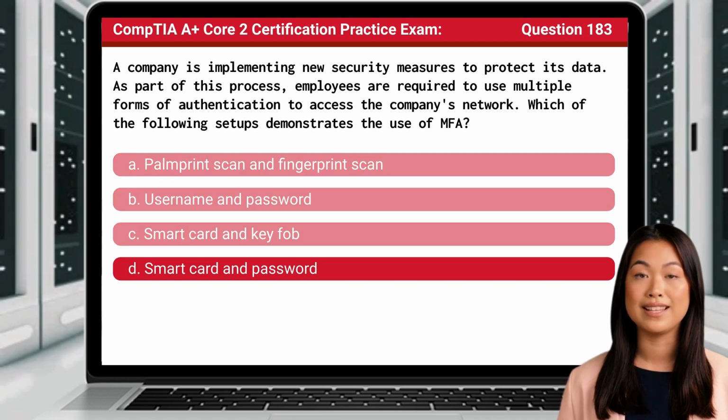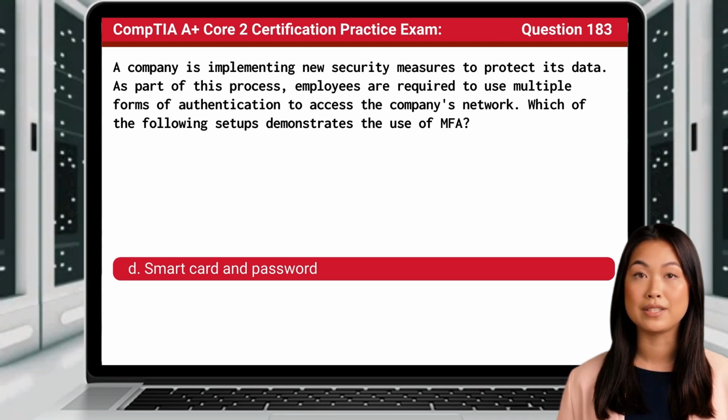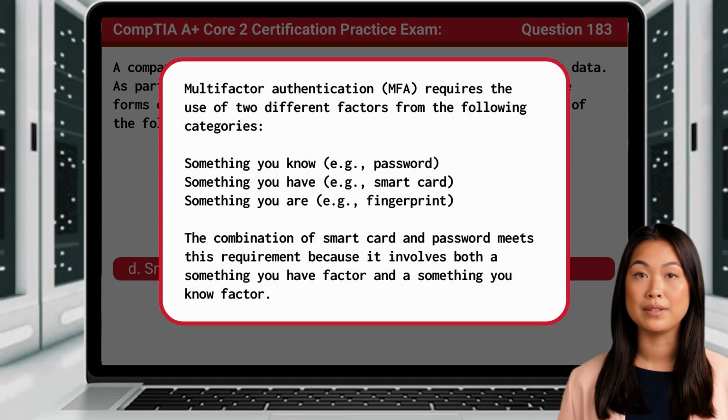The answer is D. Smart card and password. Multi-factor authentication, or MFA for short, requires the use of two different factors from the following categories: something you know, such as a password, something you have, such as a smart card, and something you are, such as a fingerprint. The combination of smart card and password meets this requirement because it involves both a something you have factor and a something you know factor.